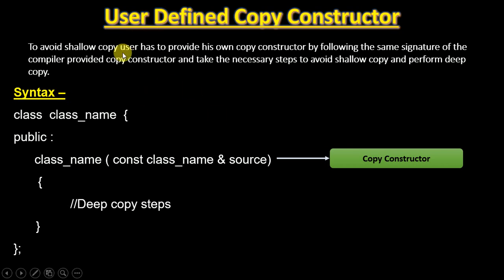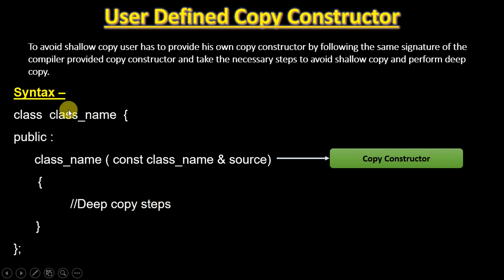So to avoid shallow copy, the user has to provide his own copy constructor by following the same signature of the compiler provided copy constructor, and take the necessary steps to avoid shallow copy and perform deep copy. So what do you mean by deep copy? In shallow copy, both the pointer attributes are sharing the same memory location, right? Now we have to make sure that for the target object we create another memory location, and there we copy only the contents, the values, not the heap memory. The pointer value we should not copy. So those steps we have to take care of, that we will discuss in the next session.